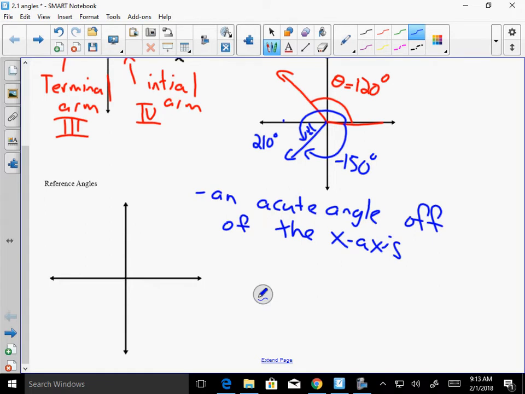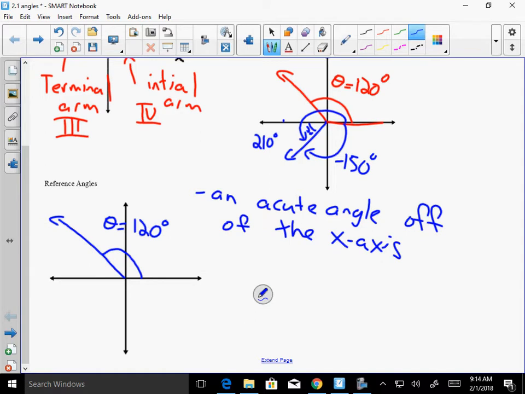Reference angles, we're going to be using these quite a bit. It makes it easier to find trig values, which we're going to be doing here. So let's say, for example, I'm measuring a standard position angle. And let's say, once again, let's go with the angle is 120 degrees.